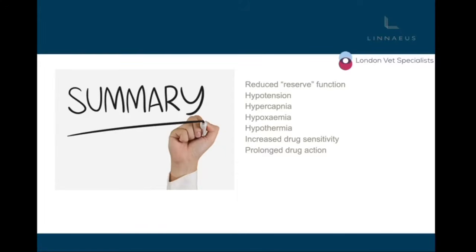So, again, just to highlight the main problems that you might encounter in anaesthetising these patients are going to be hypotension, hypercapnia, hypoxaemia, and hypothermia. They may be increasingly sensitive to normal drug doses, and those drugs may have a longer effect. So if we bear these in mind, we can try to plan to deal with these problems before they occur, and hopefully that will mean that your animal is not at an excessively increased risk of anaesthetic morbidity or mortality.